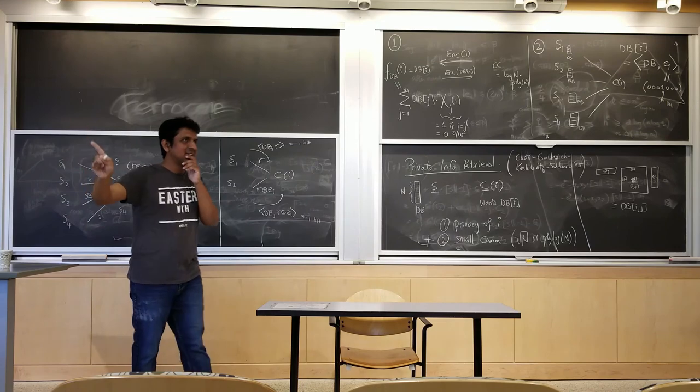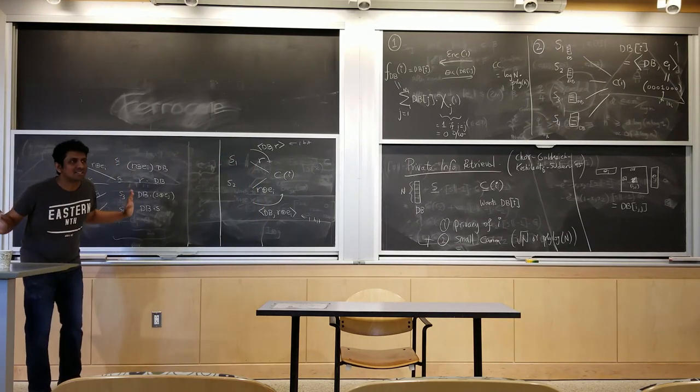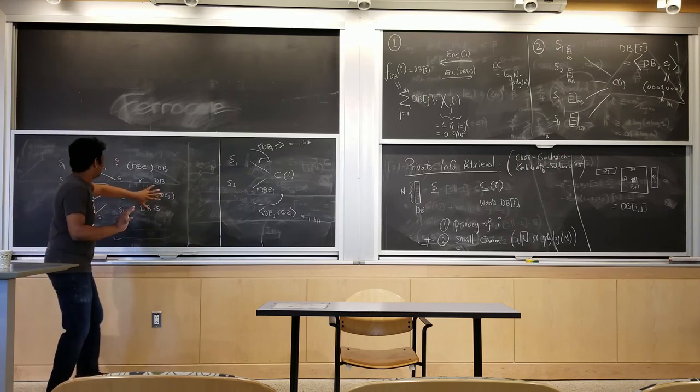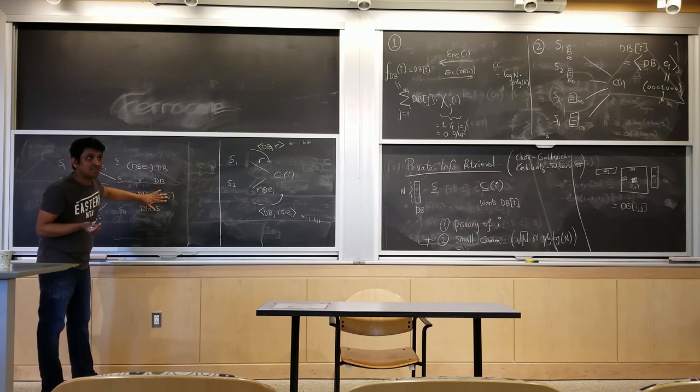See what Alex is saying? So let's say there are no server 3 and server 4. What happens when you exhaust the two? You get E_i times the DB, which is the entire ith row of DB. And of course, you can read off the jth entry from it.